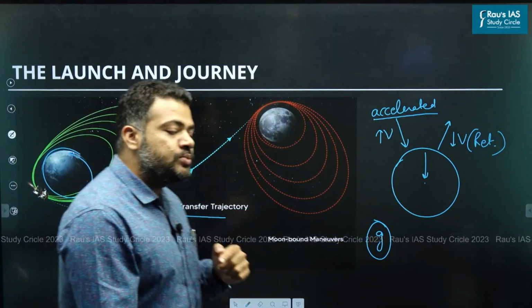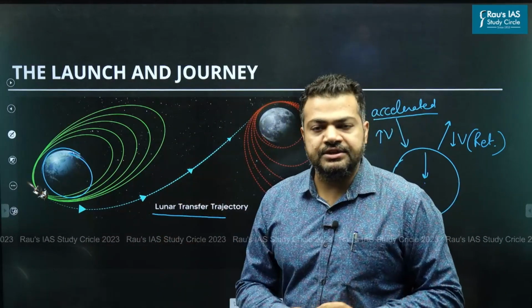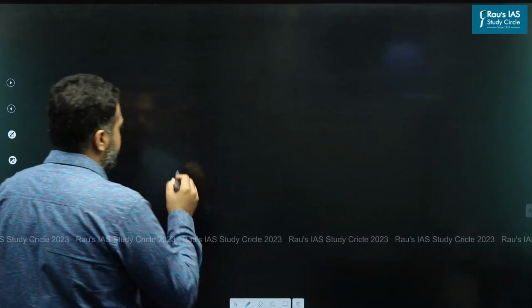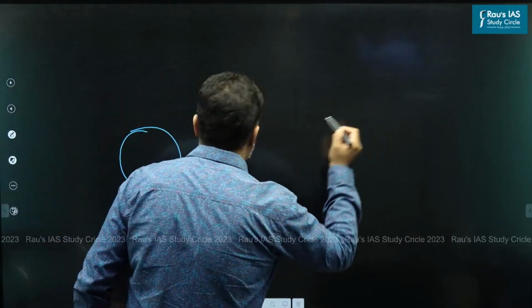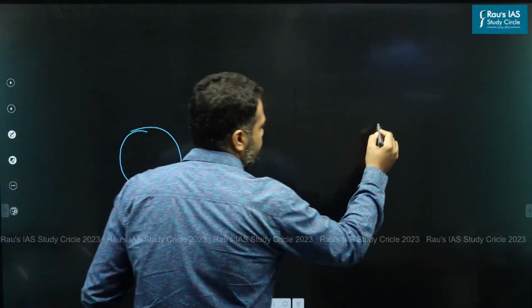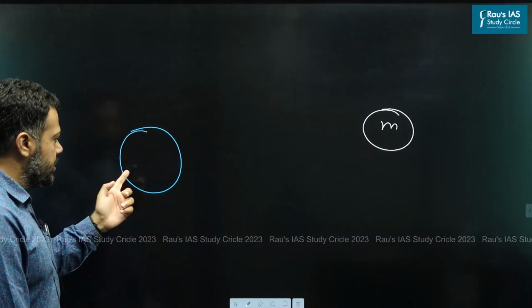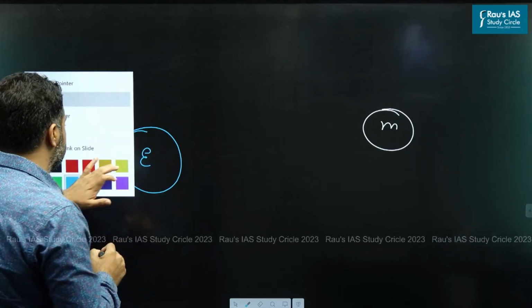Now, let's try to put this logic into the launching of the Chandrayaan-3. Now, see, let's try to understand this with a perspective. Let's say this is planet Earth and this is our moon, right? And we want to send a probe from Earth to moon, guys. We want to send a probe from Earth to moon.